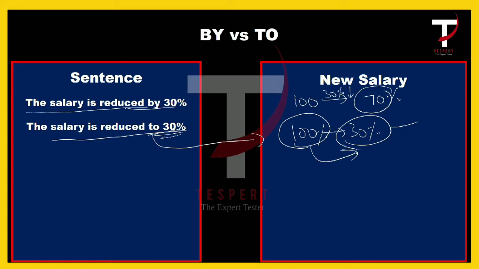So reduced to 30% means from whatever the initial value, it became that value directly. If it is reduced by 30%, or some other value, we have to deduct that percentage from the initial value. Did you observe the difference? In the first case we have 70% as the new salary, but in the second case we have 30% as the new salary.